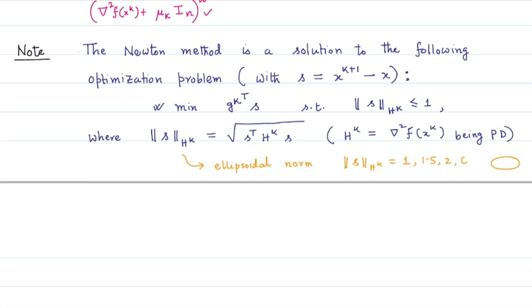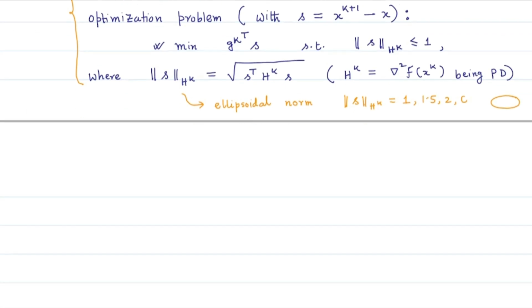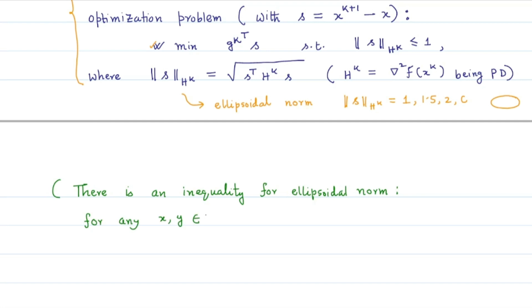Now, why is this Newton method a solution to this optimization problem? To find an answer to this question, we seek the help of an inequality for the ellipsoidal norm that states that for any two vectors, say x and y in Rn, we have the absolute value of x transpose y is less than or equal to the norm of x with respect to a positive definite matrix capital A and the norm of y with respect to the inverse of this positive definite matrix A.